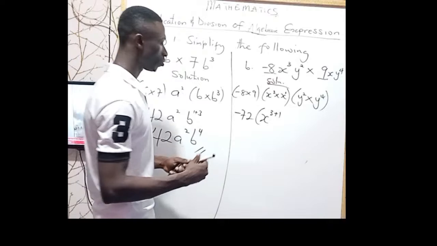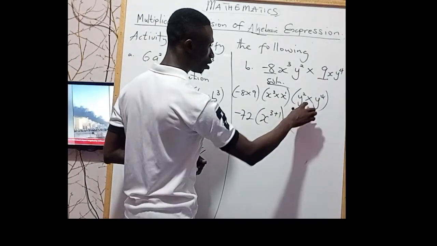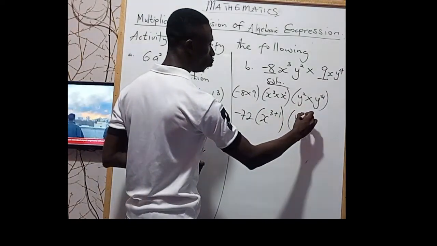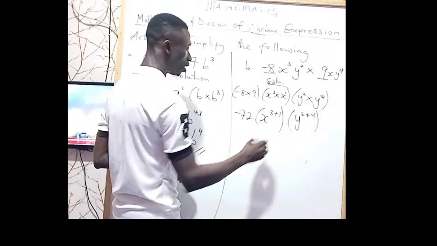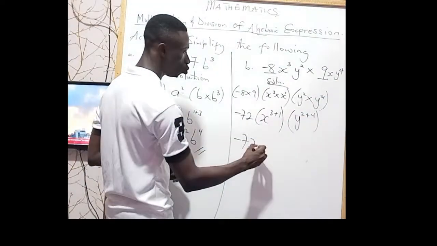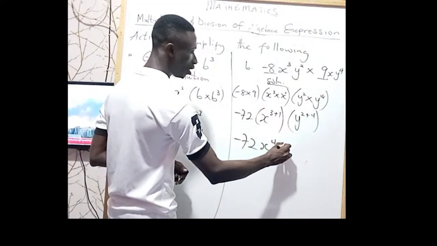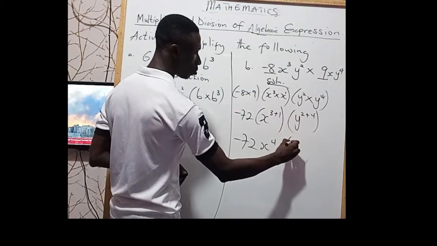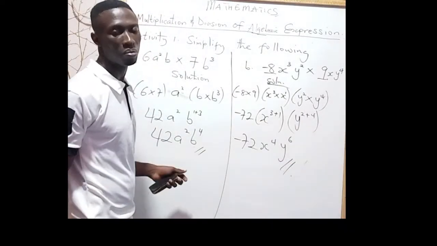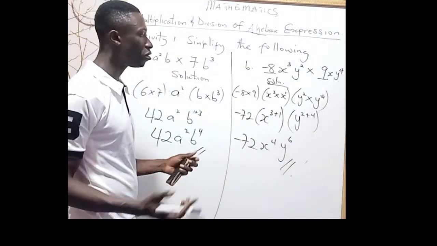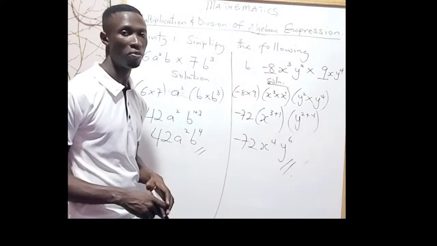Good. So this will give us y raised to the power 2 plus 4. So we have negative 72 x power 4, then y 2 plus 4 is y power 6. That's all. Very simple. Very, very simple.